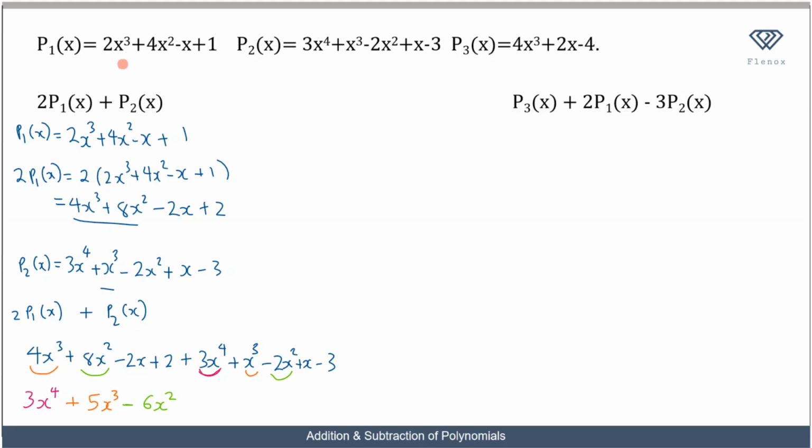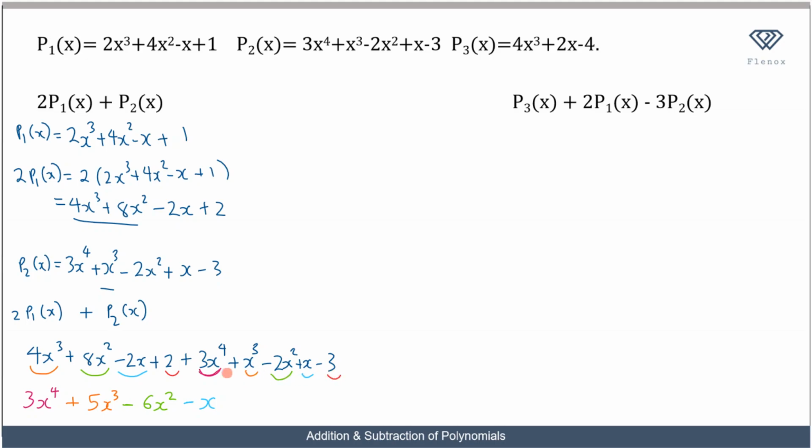So the next thing we need to consider is just the power of x to the power of 1, and how many terms share that. So we have minus 2x and we have plus x. And what is minus 2x and plus x? Minus 2 plus 1x will give me minus x. So I'm left with what? Minus x.